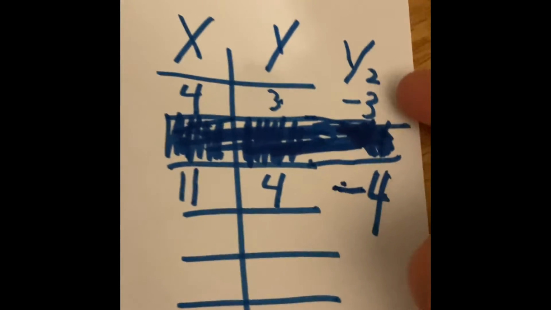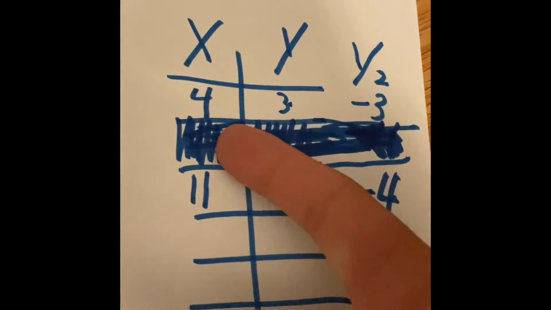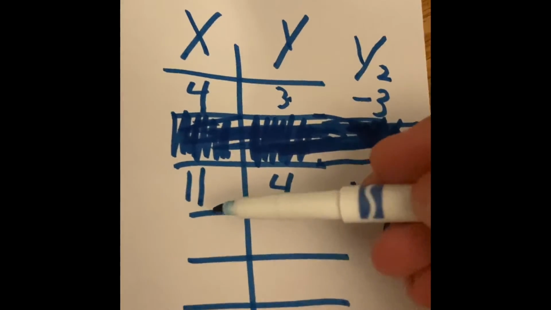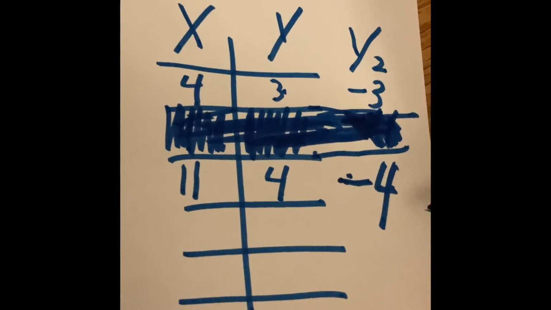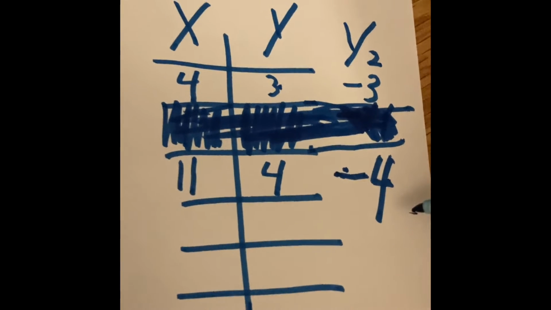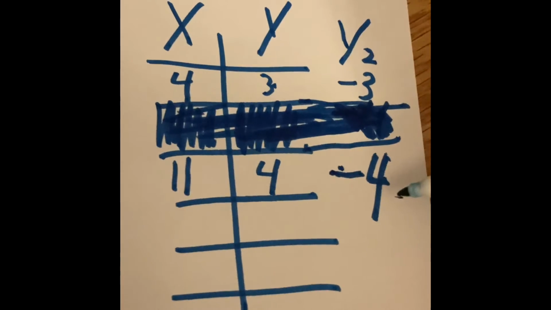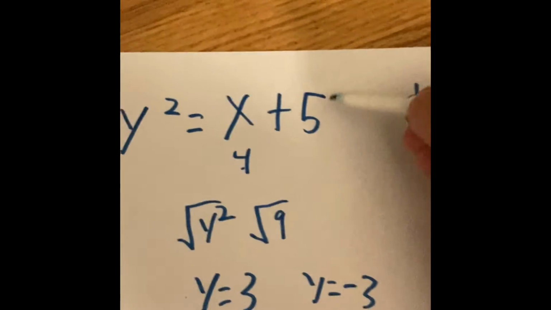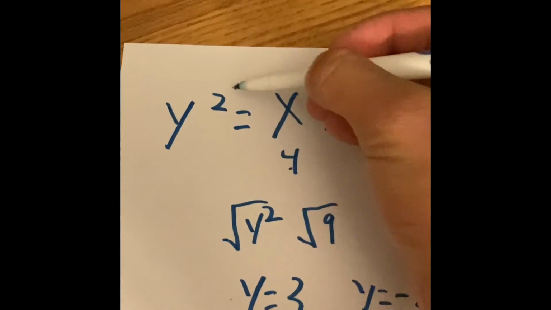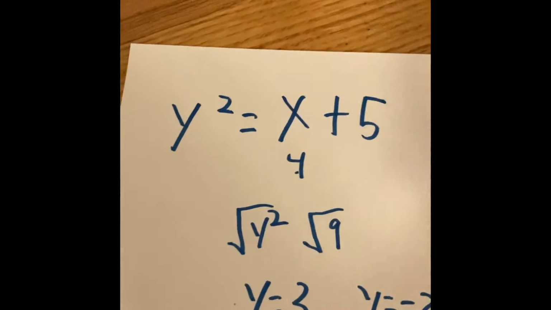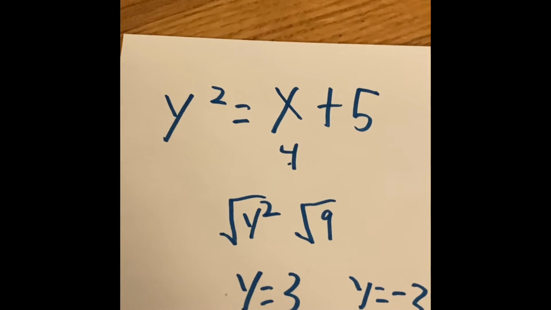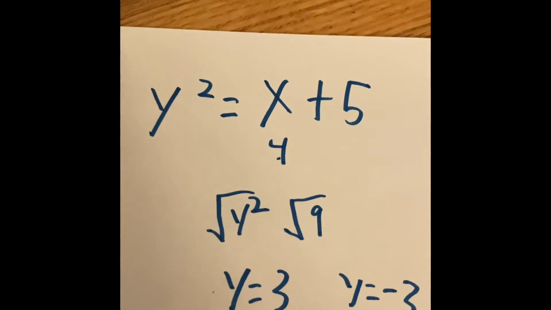So looks like we got x as 4, y as 3 and negative 3, and x as 11, and y is 4 and negative 4. What we're going to be trying to do is put these points on a graph, and we're also going to put this equation, y squared equals x plus 5, onto a graph. And we'll see, is it a function or does it not function?